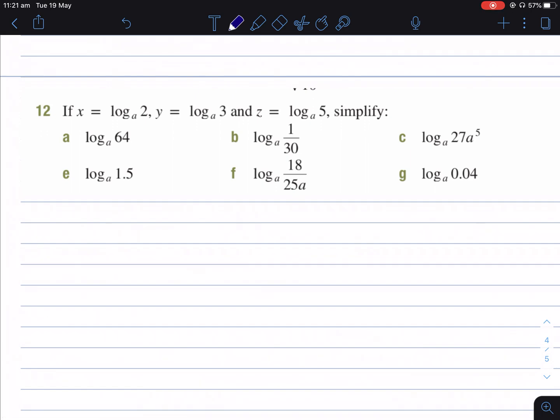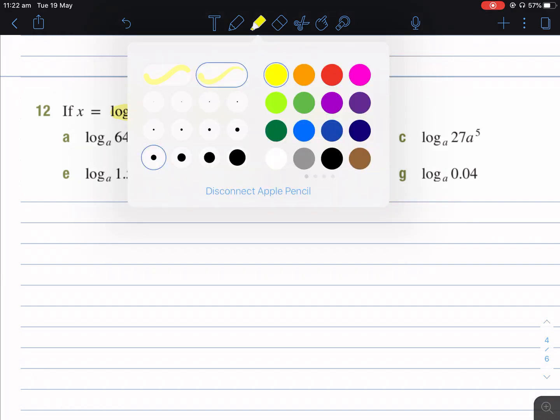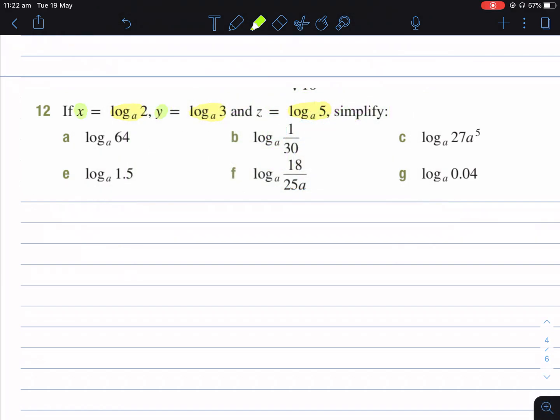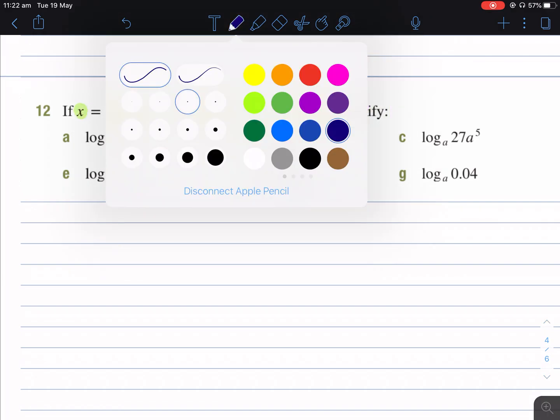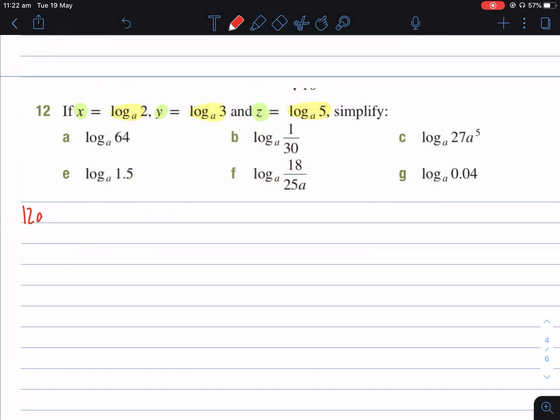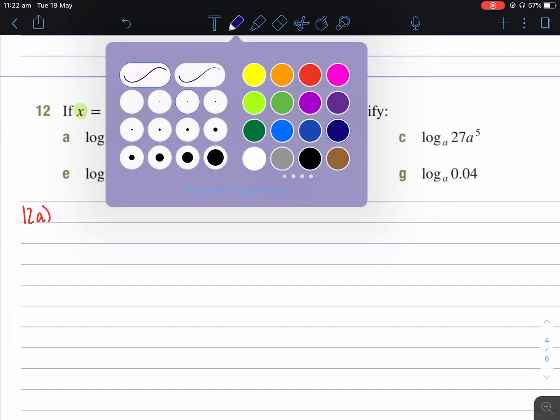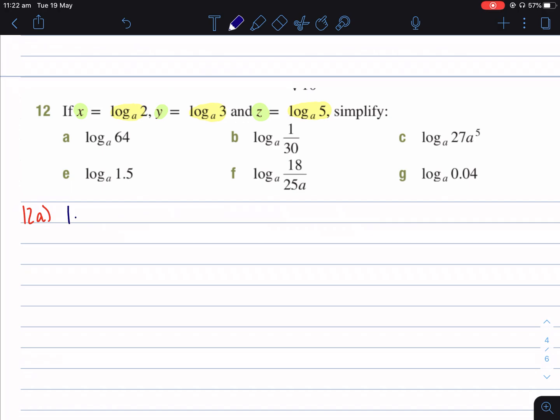Question 12, I think this is our last one. Okay. All right, so I think I'm going to work to get things in terms of log base A of 2, 3, and 5, and then I'm going to substitute x, y, and z in at the end. So this is like question 11, but without actual numbers in our answers. So log base A of 64, well, that's the same as log base A of 2 to the 6, so it's 6 log base A of 2, and they told us log base A of 2 was x, so it's 6x.